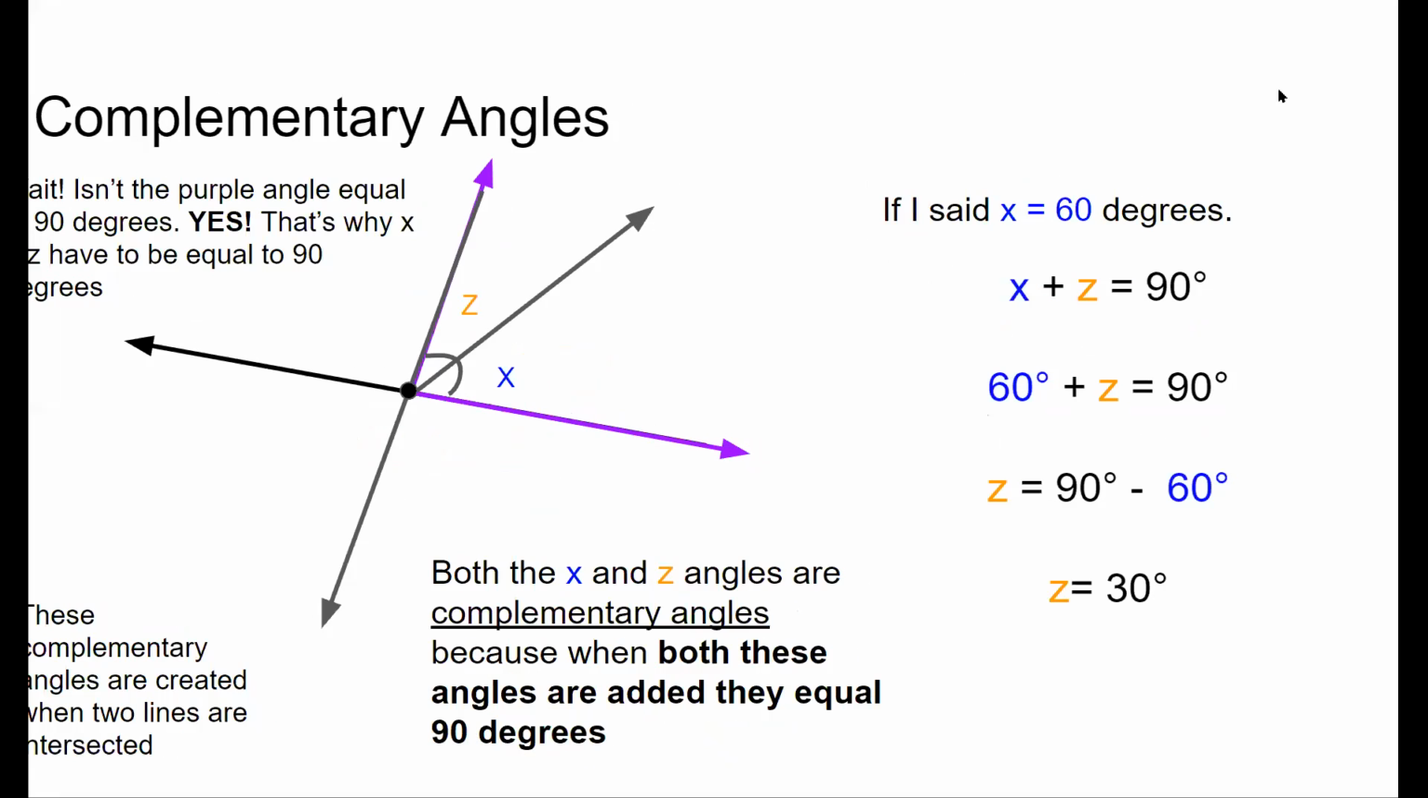The next term we should probably be familiar with is complementary angles. This describes the concept when you have two angles that make up 90 degrees. In this picture here, you can see the purple lines forming the angle are 90 degrees. If I were to say that Z was right there and X was right there, if you added those two together, you would get 90 degrees. If we're defining X as 60 degrees and we're solving for Z, you can say that Z is equal to 90 minus 60, and is therefore equal to 30 degrees.